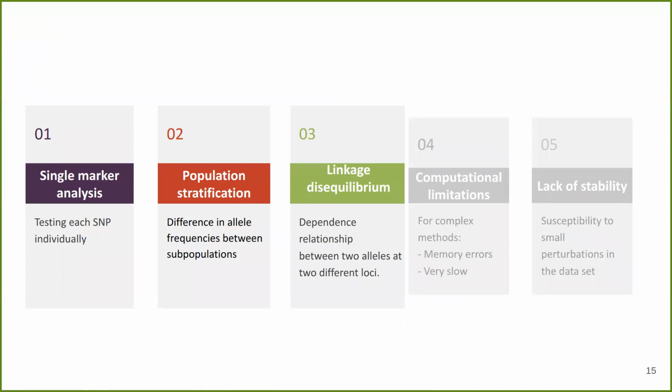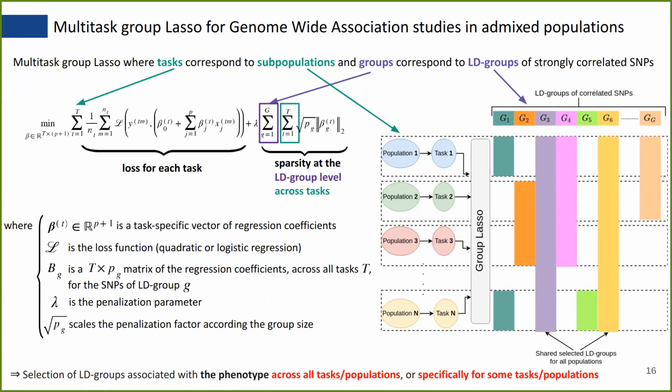So now, after presenting a solution for each GWAS challenge that we presented, single marker analysis, population stratification, and linkage disequilibrium, we will be able to introduce our algorithm, which is called multitask group lasso for admixed population. The purpose of our method is to set for each subpopulation a task as input. We perform feature selection here using group lasso, where groups correspond to the shared LD groups that we just introduced in the last slide, using hierarchical clustering. Our goal is to select LD groups associated with a disease across all tasks, as presented in this graph with the LD groups G3 and G6. We aim also to select some specific subpopulation-associated groups, like, for example, G1, G2, G4, or G5.